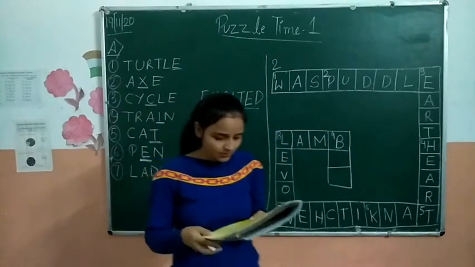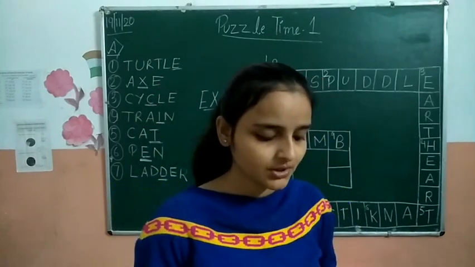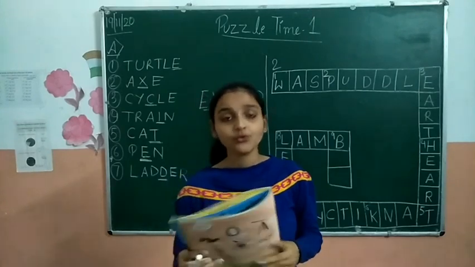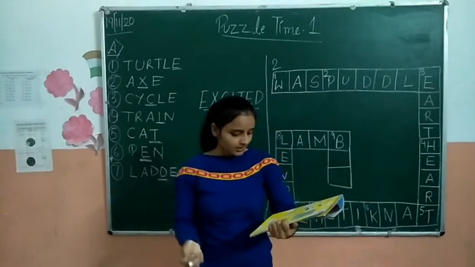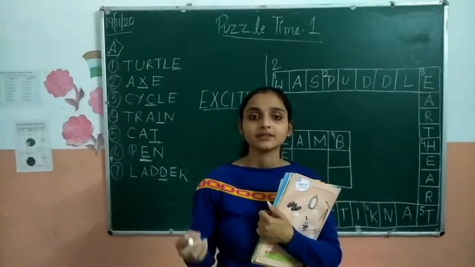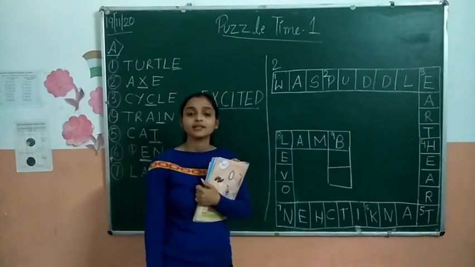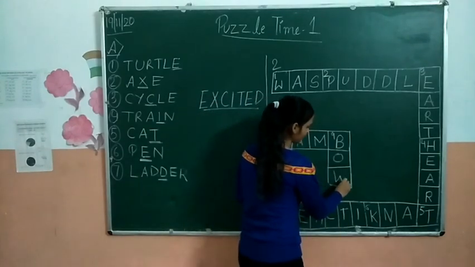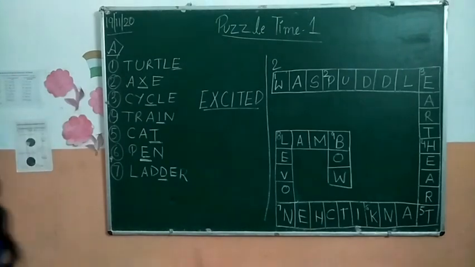Okay. Now look at the last one. A knot with two loops used on clothes. Do you know, a knot with two loops used on clothes is called... It starts with B. It's called bow. B-O-W. Note it down fast. Everyone has done.